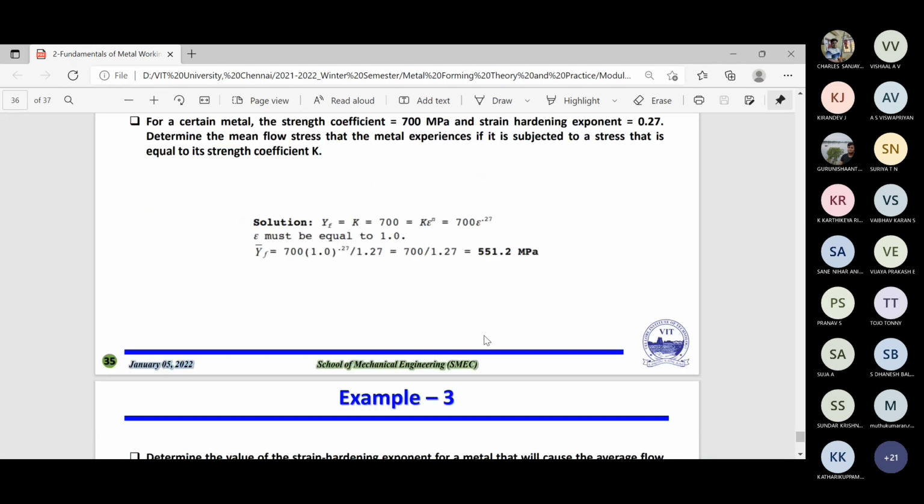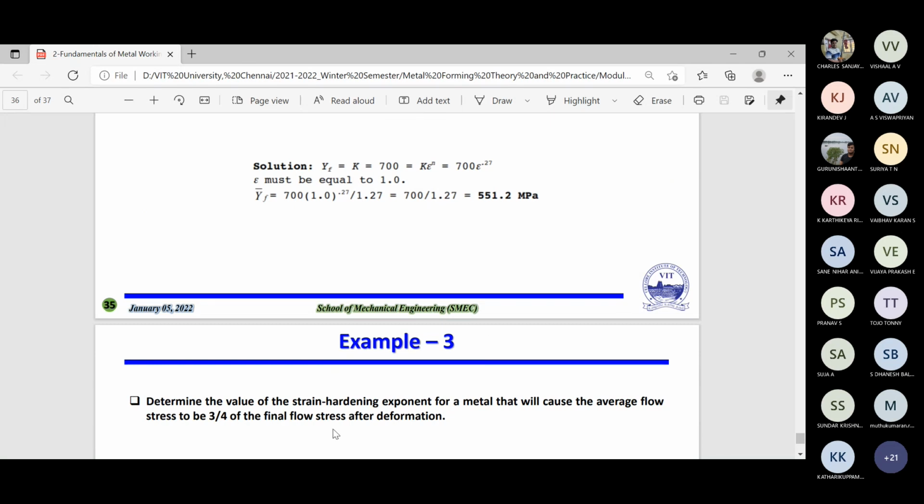And the third numerical: determine the value of the strain hardening exponent for a metal that will cause the average flow stress to be 3/4 of the final flow stress after the deformation. So what will you find out? Determine the value of the strain hardening exponent. What is the strain hardening exponent? N, right? Yes, sir. You can maybe finish it in 2-3 minutes. Just try.